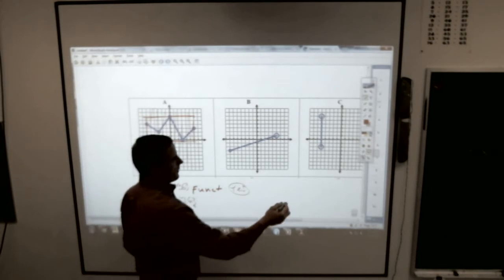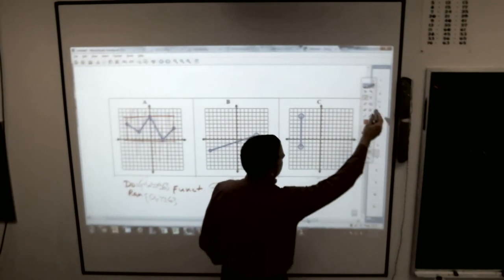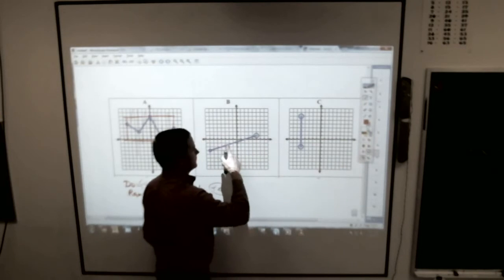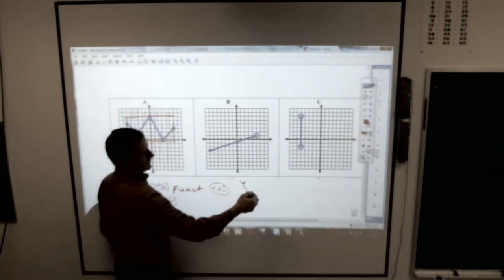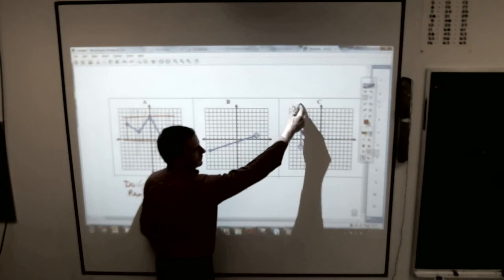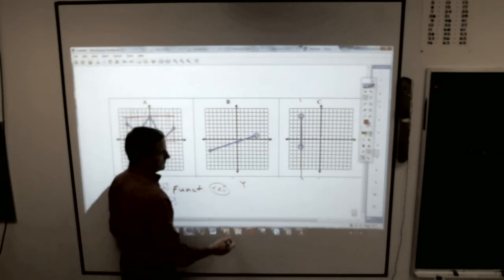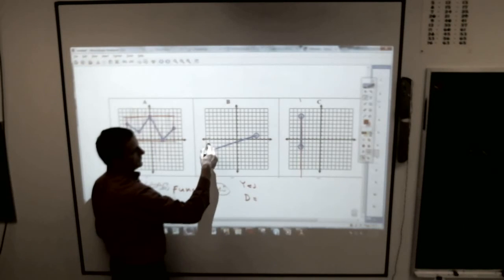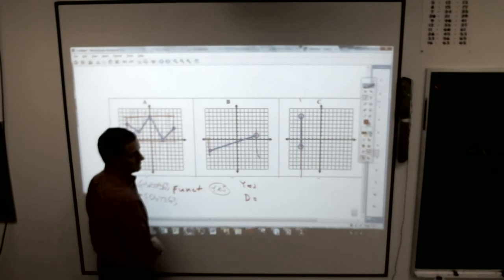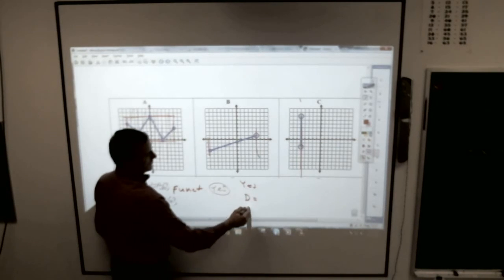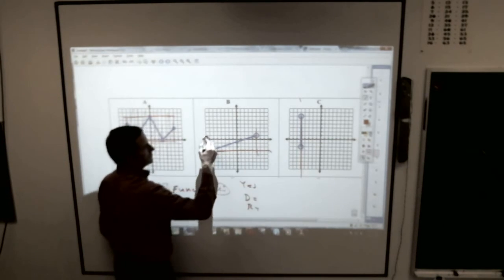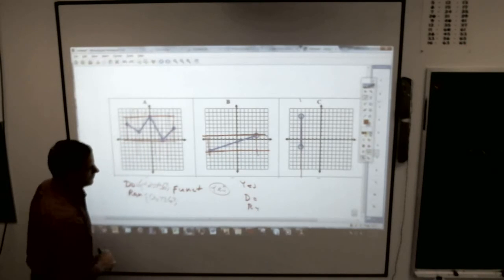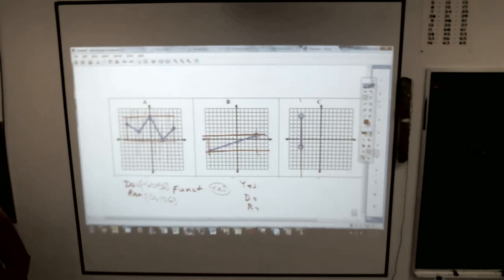For B, yes, this is a function again. Is this one a function? Yes, because if you draw that vertical line here, it only hits one point. What is its domain? Starts here, goes all the way to there for the x-axis. What's its range? Starts here, goes all the way up there. What letter do you get for letter B? See if you can get it.